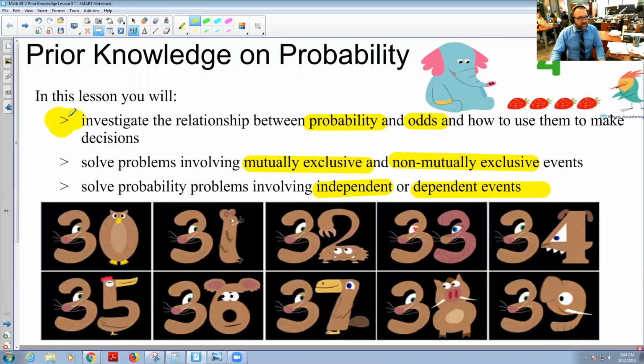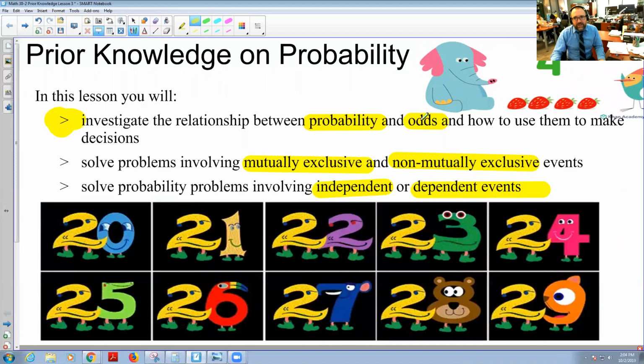We're going to basically focus on this big one, probability and odds, because that's a grade 8 kind of concept. Grade 9, we also did a little bit on that, and grade 10 too. So I want to make sure you understand that concept.